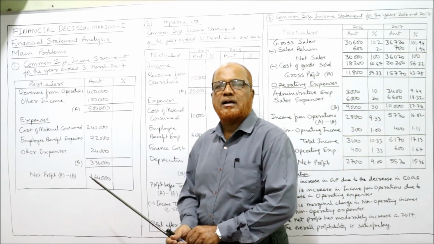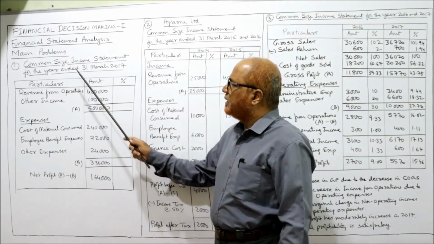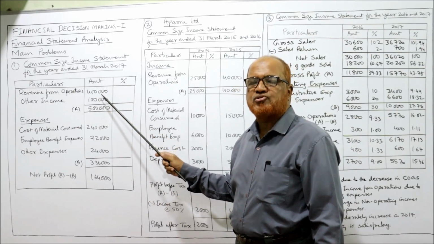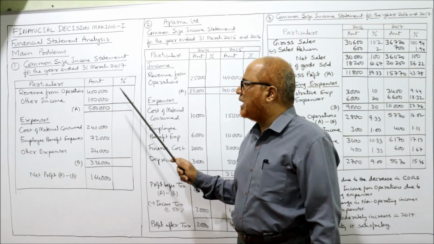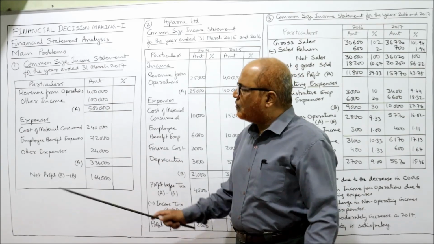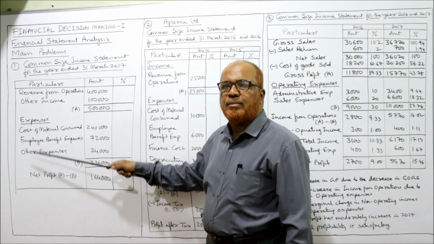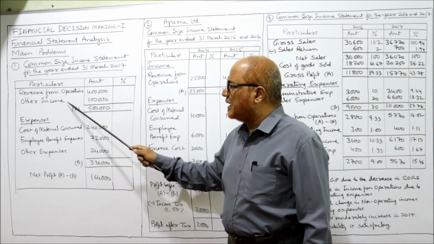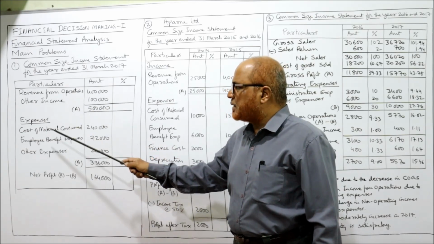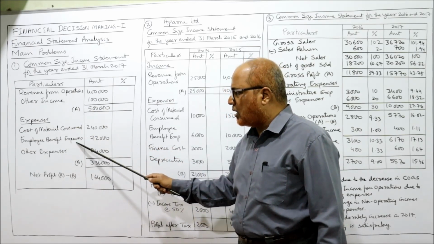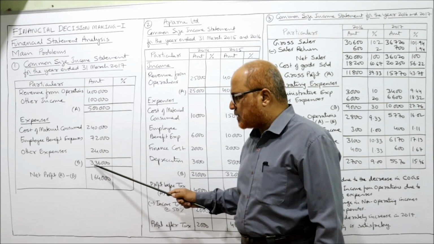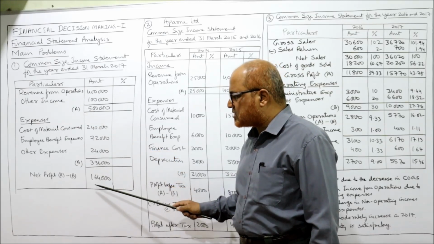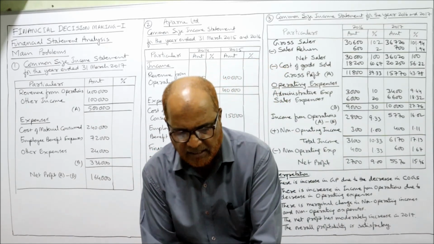Now how to prepare the common size income statement? See here, common size income statement for the year ended 31st March 2017. Two columns at the extreme right hand side: amount column and percentage column. Whatever information is given in the problem, the same information I have copied here. Revenue from operations 4 lakh, other income 1 lakh, total income 5 lakh. Expenses: cost of material consumed 2,40,000, employee benefit expenses, other expenses, total expenses 3,36,000. Net profit, A minus B, revenue minus expenses, 1,64,000. This is the data given in the problem.